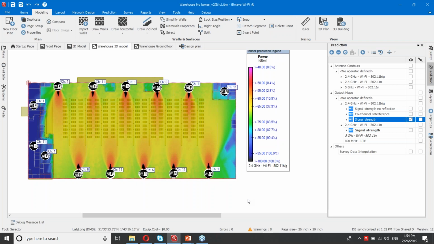Another reason is that the penetration loss for materials may not be the same at 2.4 and 5. At 5, it may be higher. So that's why it is not 6, it is 10 dB in this example. And I did not show you the 5 gigahertz coverage plots in the interest of saving time.